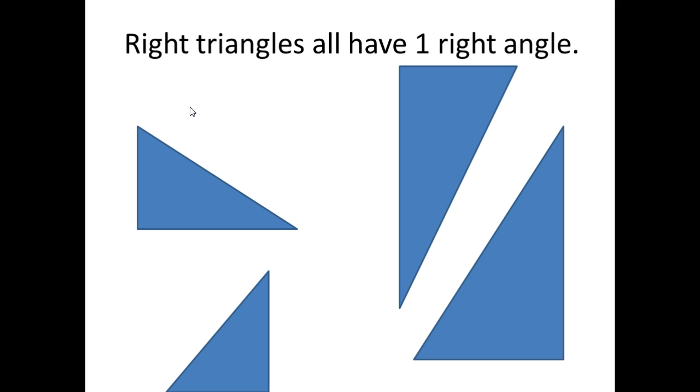All of these are right triangles because they all have one right angle. I know they also have two acute angles, but that doesn't matter. It would be impossible for me to have more than one right angle. If I had all right angles, it wouldn't make a triangle anymore. It would look like the letter U, open on the top.